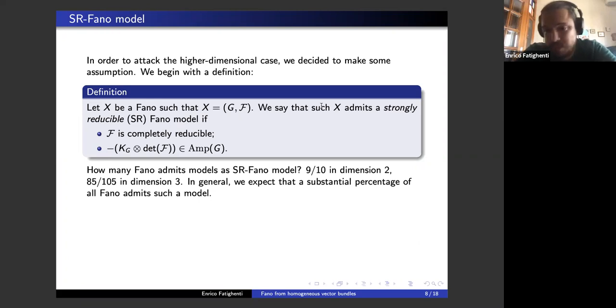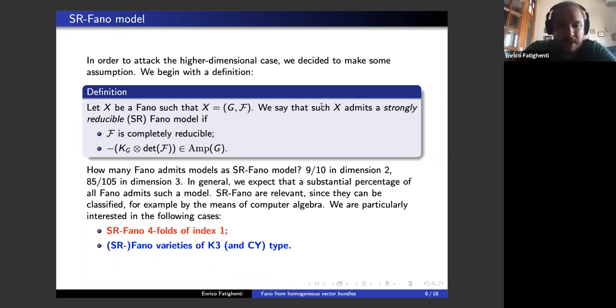And well, the answer is a positive one. So this means that this definition is not too restrictive. In particular, if you go to the Del Pezzo surface, 9 out of 10 that we know of admit a model as strongly reducible Fano, so as SR Fano. And if you go to dimension 3, in fact, 85 out of 105 admit such a description. And in general, we do expect that a substantial percentage of all Fano admit such a model.